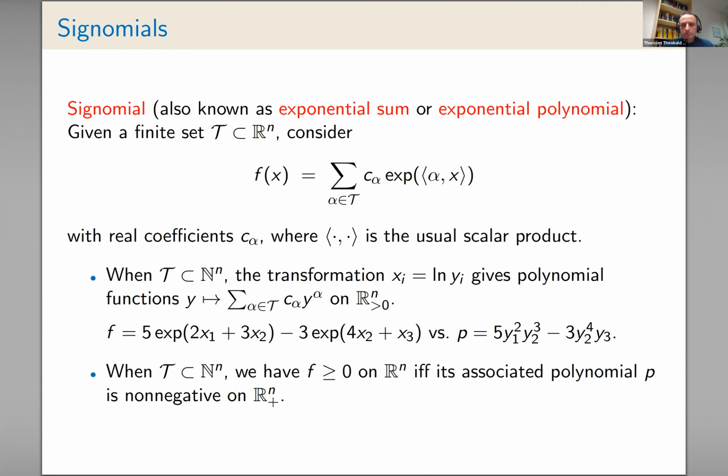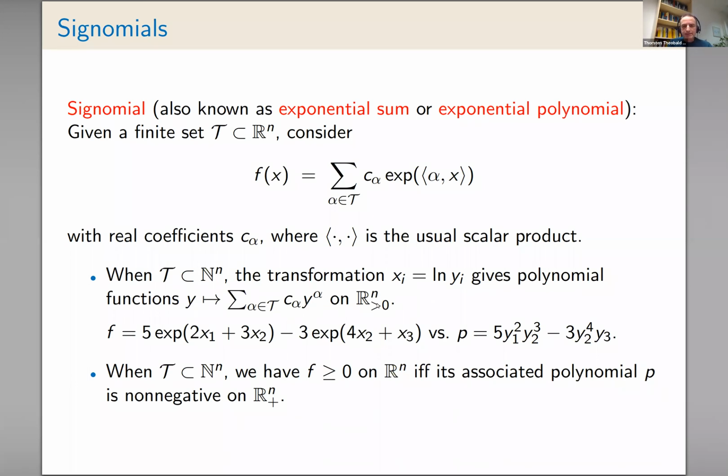You can think of non-negative integer vectors in the case of, say, polynomials. And here we are looking at a linear combination of the exponential function of the scalar product of alpha times x. And the scalar product is the usual scalar product. And as I mentioned, when you're thinking about non-negative integer exponent vectors in T, then we are very close to the polynomial situation, because you can just do a variable transformation: x_i is equal to the logarithm of y_i. And then this signomial, this exponential sum, becomes a polynomial in the variables y.